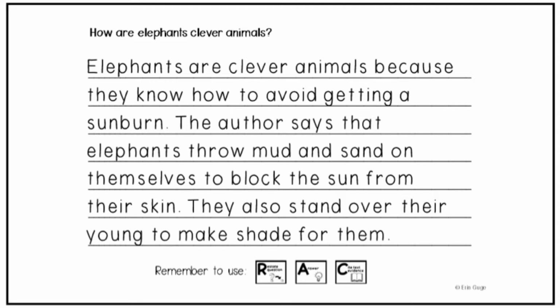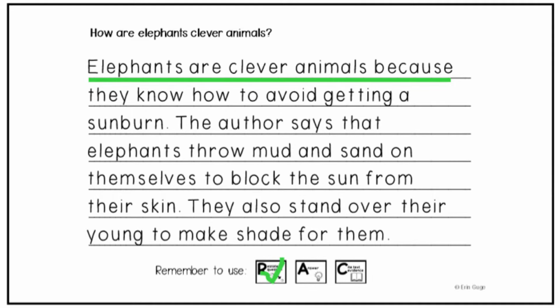So that was our story. And here is the question. How are elephants clever animals? Let's see if the answer starts by restating the question. How are elephants clever animals? Elephants are clever animals because they know how to avoid getting a sunburn. Does it restate the question? Yes, it does. Whisper which words are from the question. How are elephants clever animals? Yes, these words. Elephants are clever animals because. So those words are underlined in green because that's our color for the R. So we have the R and we check it off at the bottom.